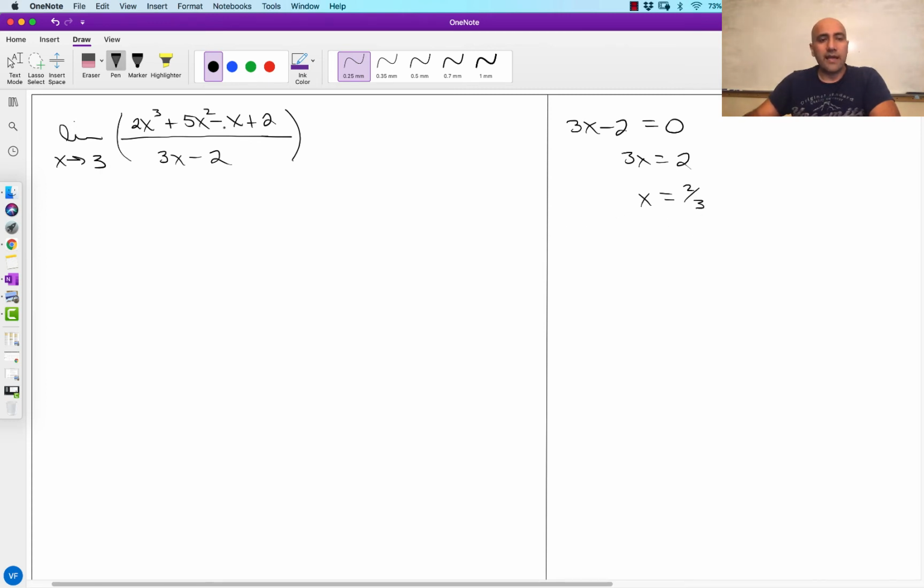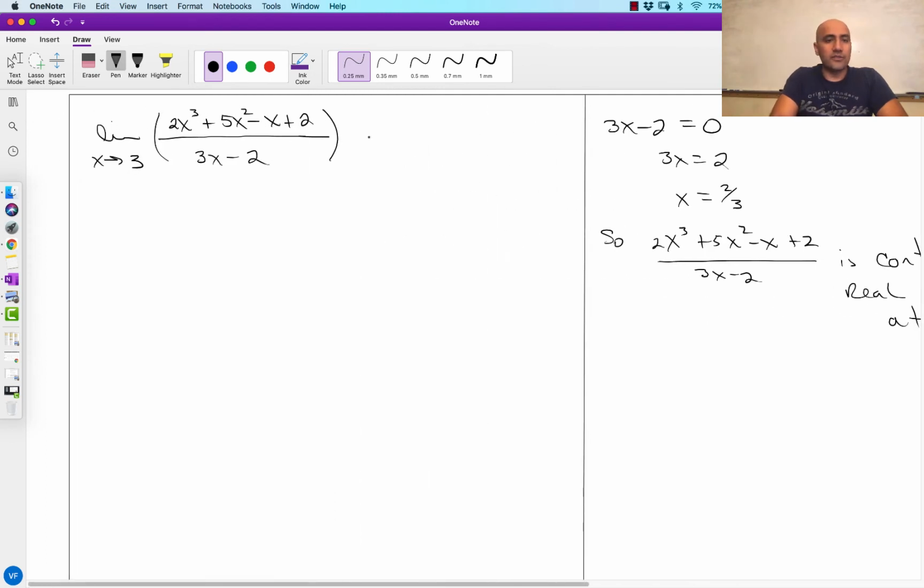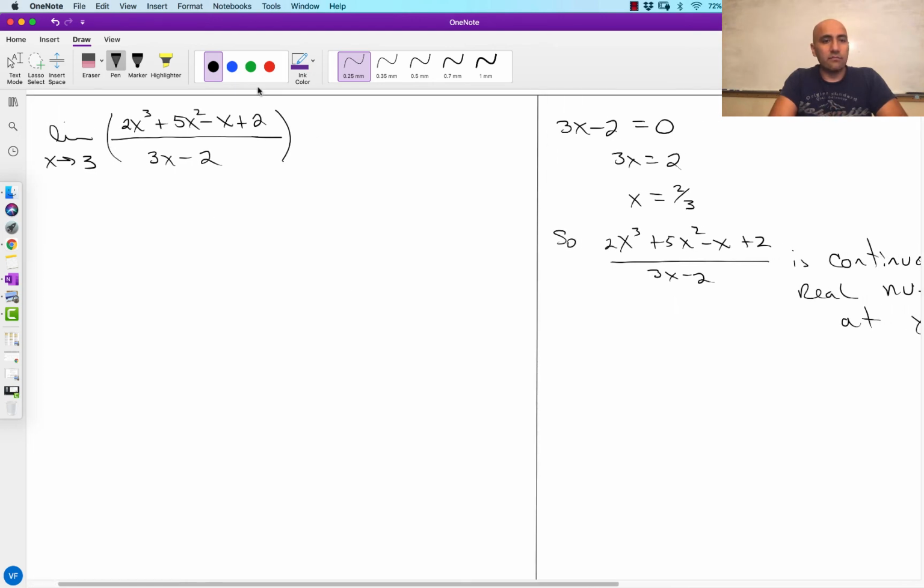Okay, so that means that this rational function is continuous everywhere except here. That's what this means. x equals 2/3 is the only value that's going to cause a zero in the denominator. So how does this help us? Well, we were interested in the limit as x approaches 3. We've just shown that this function is continuous at x equals 3. The only place it's not continuous is at 2/3.